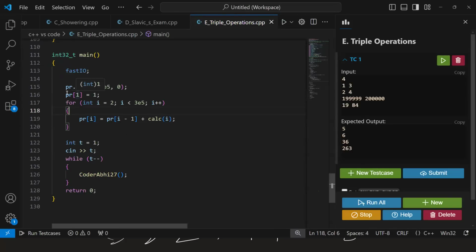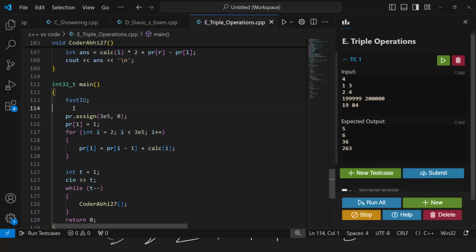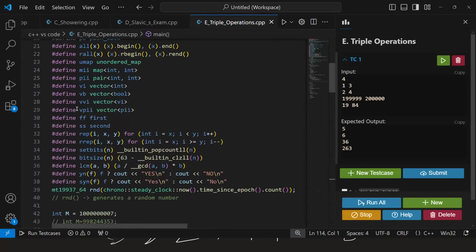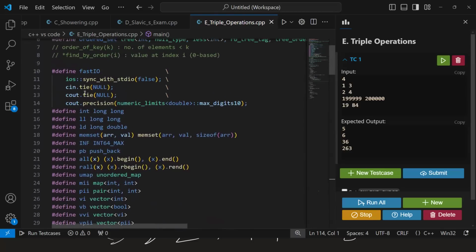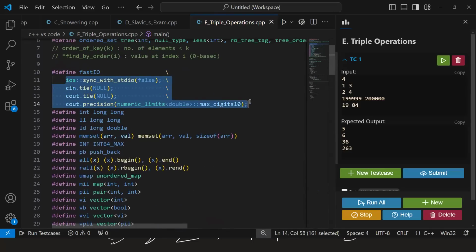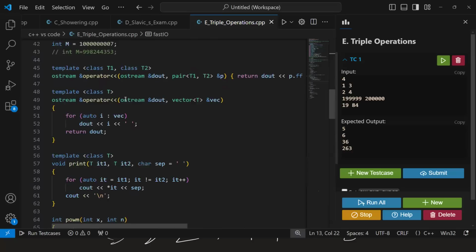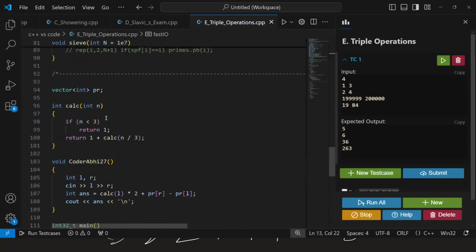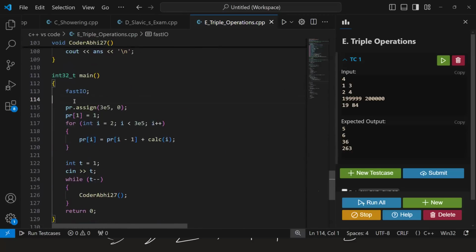Here, what is fast IO in line number 114? You can ignore that fast IO. It is just for making the input fast. We add these 3 lines to make input output fast. So you can ignore that. That won't make much difference, but it just increases the speed of your code a little bit.